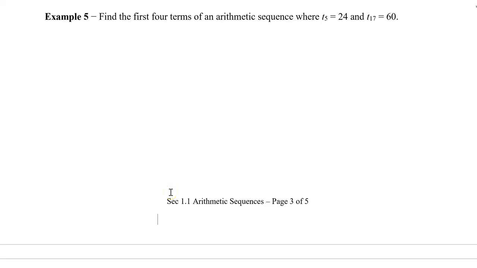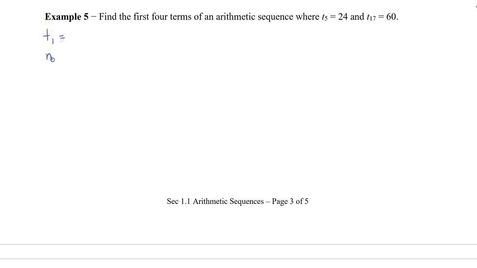In this video, I'm going to show you how to use the arithmetic sequence formula to solve some more difficult questions. For example, I want you to find the first 4 terms of an arithmetic sequence where the 5th term is 24 and the 17th term is 60. Here, let's first again list our things that we know that we need to plug into the formula.